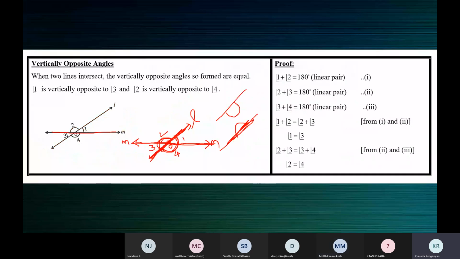Thank you, ma'am. Most welcome. Ma'am, an infinite number of angles can be formed and it can also be in vertically opposite angles, no ma'am? Yeah, because there are so many lines passing through a given point.